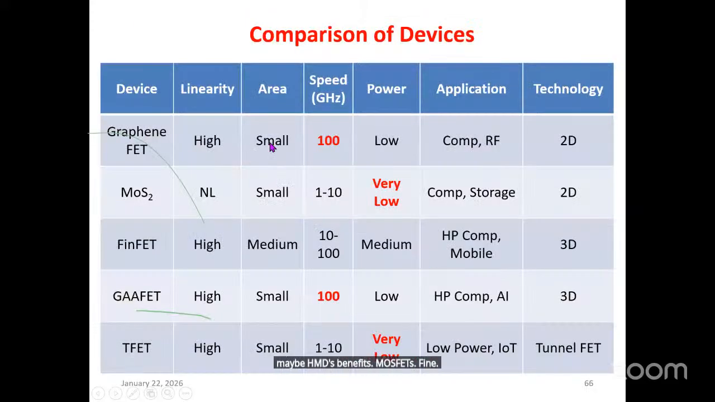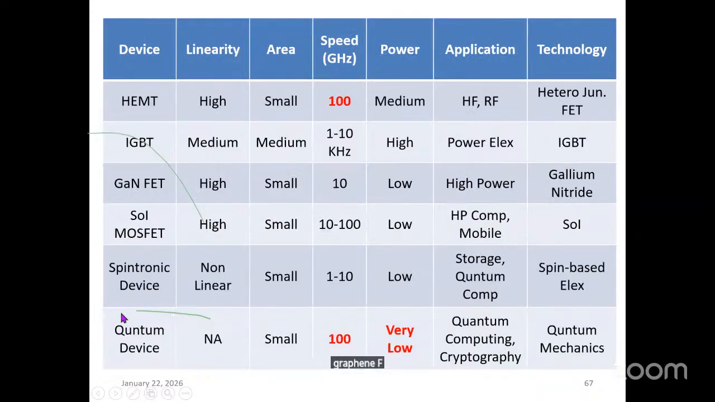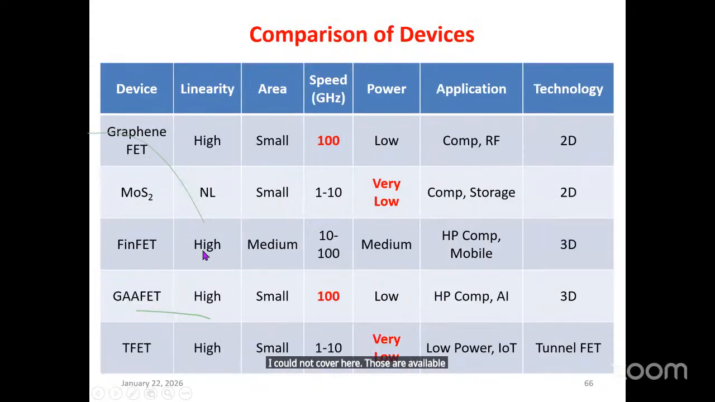Fine. This is the comparison of all devices put together: graphene FET, and at the end, a quantum device. Speed and quantum, I could not cover here. Those are available in the PPT, but not explored or narrated here. Red figures show which is the best.